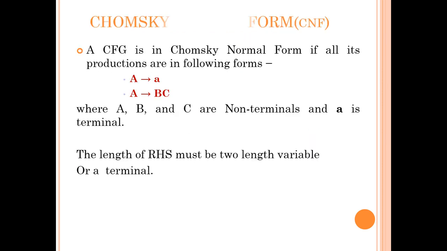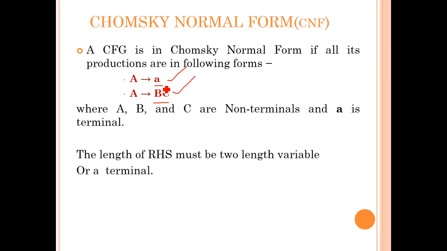Let us see what is a Chomsky normal form. A context-free grammar is in Chomsky normal form if all its productions are in the following form. What are those forms? A tends to a, or A tends to BC. So whenever you say the context-free grammar is in Chomsky normal form, then all the productions must be in the form of two-length variable or a single terminal.